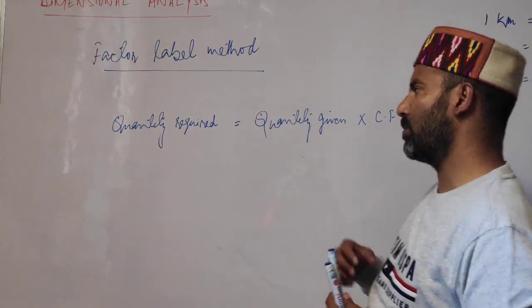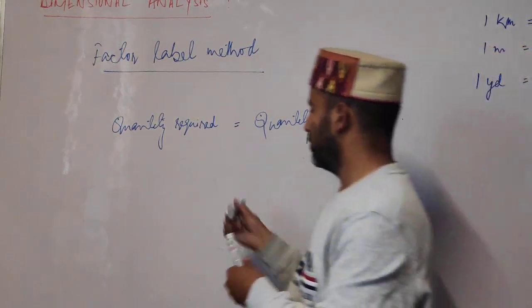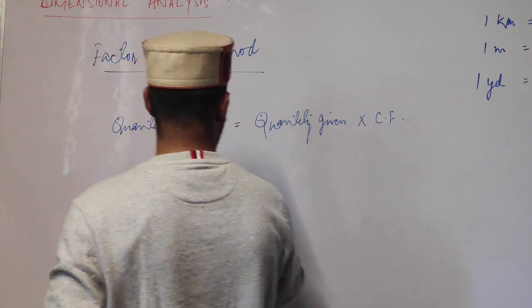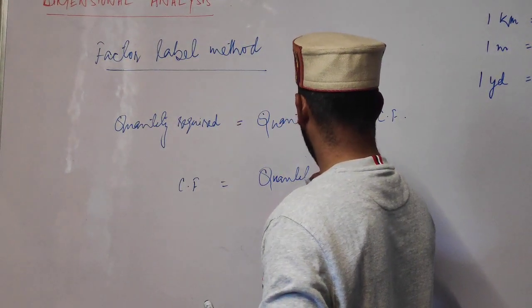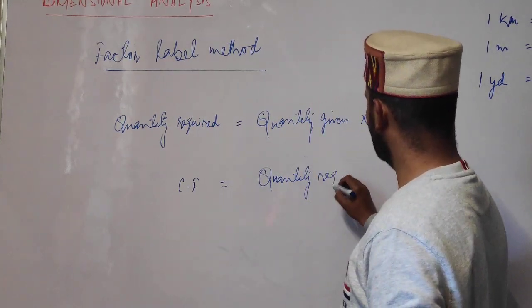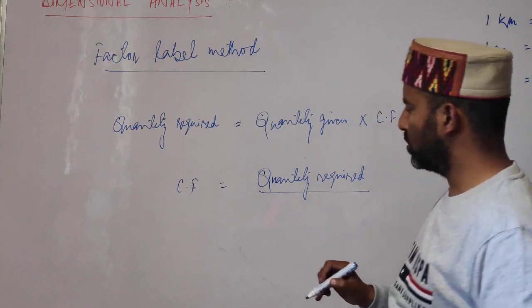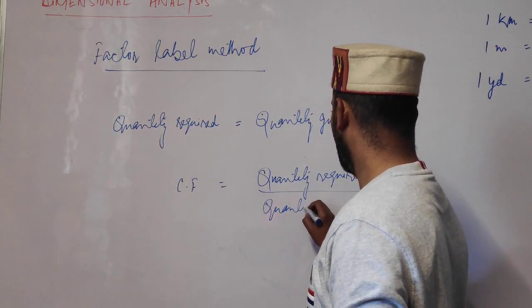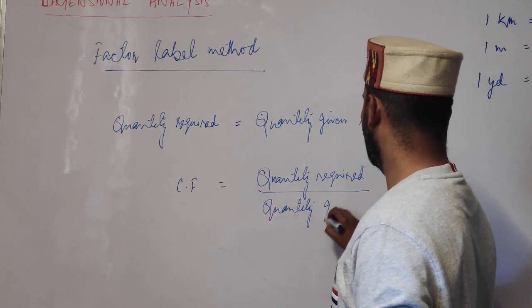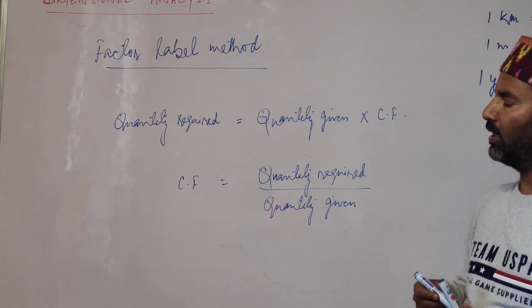Means the unit system that you need should be in the numerator, because this conversion factor will then give the quantity required. So the desired unit system should be on top, that means in the numerator, and then the quantity given. So this is the basic idea of dimensional analysis.